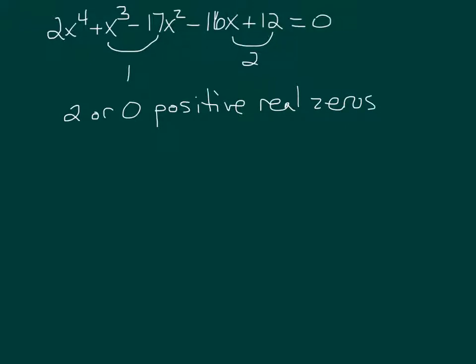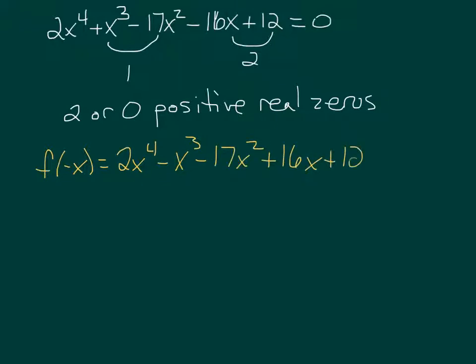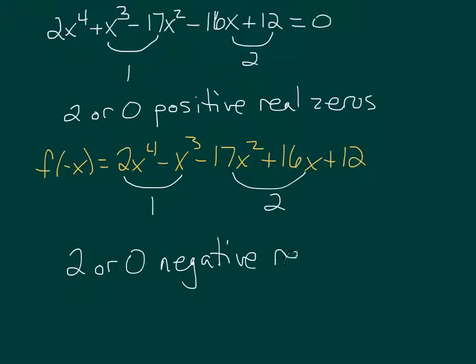Alright, so now let's check f of negative x. Again, I'm just going to change the signs of the odd exponent terms. So we have 2x to the 4th minus x cubed minus 17x squared plus 16x plus 12. And again, we're going to count the sign changes. So positive to negative is 1, negative to positive is 2, and then it stays positive. So there are 2 or 0 negative real zeros.